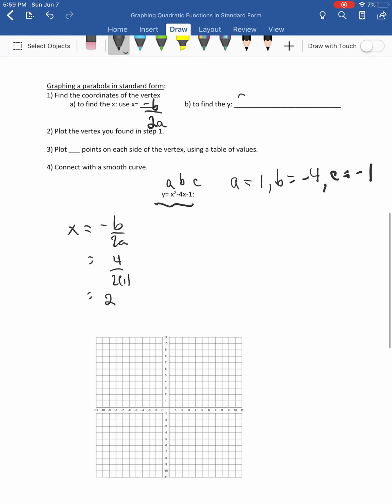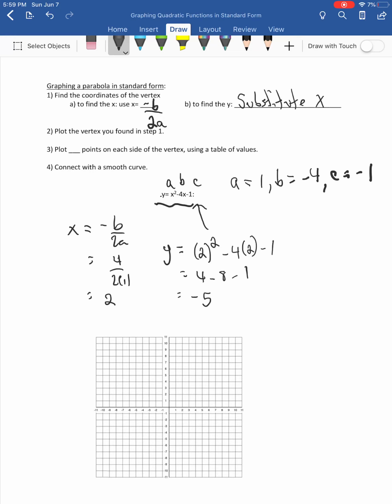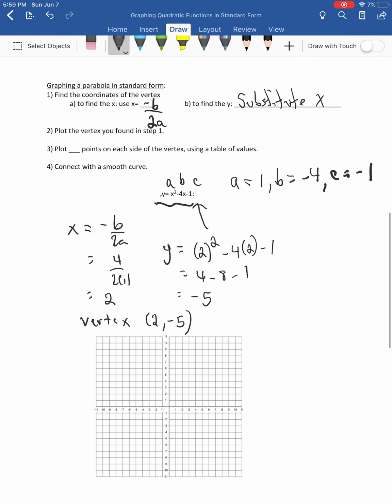So to find the y, substitute x. Meaning into our equation, I'm going to substitute 2 to get the y. So y is going to be 2 squared minus 4 times 2 minus 1, so that's 4 minus 8 minus 1, which is -5. So the vertex is (2, -5).